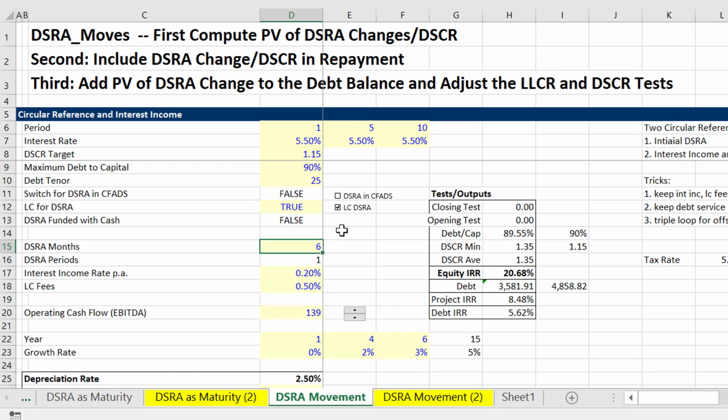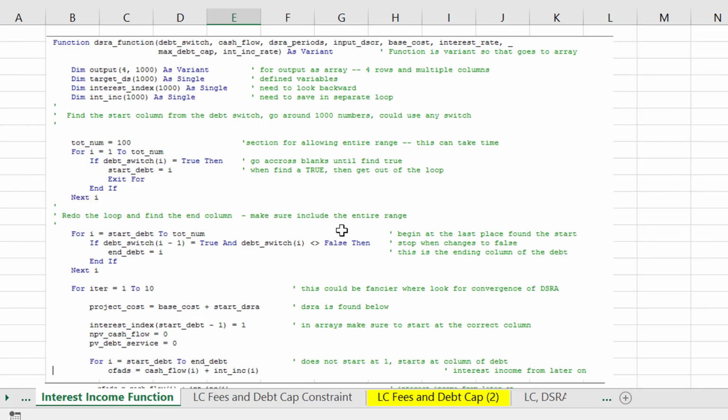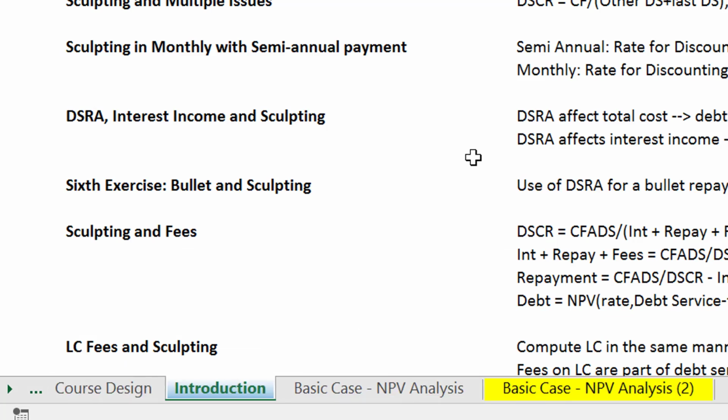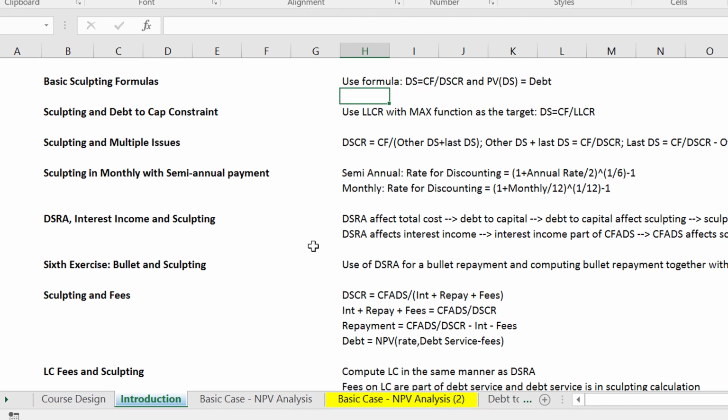Now the question is how to get there. Even though I was messing around, that's exactly what I hope you want to do to understand some of these structuring elements. To get there, I've shown you this a few times: you have some basic formulas, and then you have a new formula when you have a debt to capital constraint, when you have multiple debt issues, and when you have a model that's semi-annual or monthly, and then semi-annual payments.